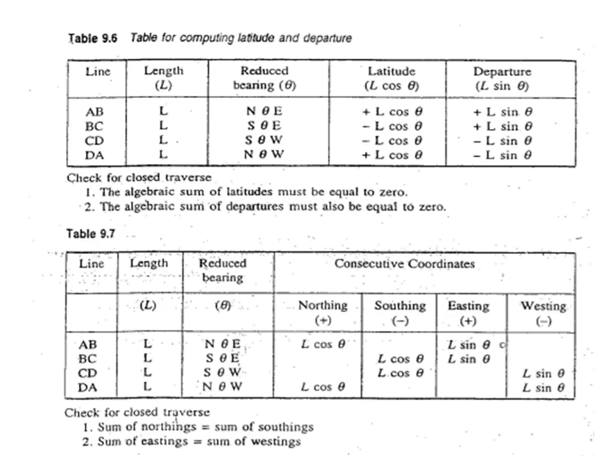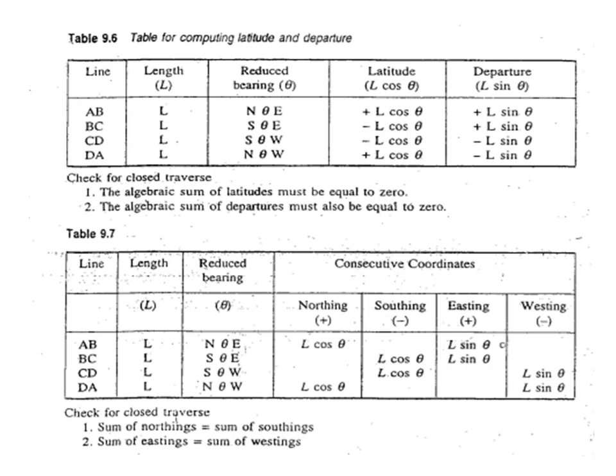Refer to table 9.6 for computing the latitude and departure, where there is a closed traverse and the lines are AB, BC, CD and DA, and the lengths are L. In that case, the first line is lying in the first quadrant, that is N theta E. Similarly, the second line is lying in the second quadrant, that is S theta E. The third line CD has a reduced bearing of S theta W. And the last line is DA, lying in the fourth quadrant, that is N theta W.